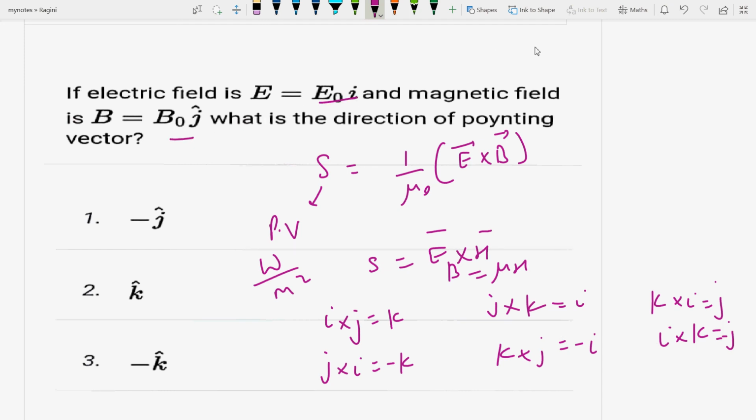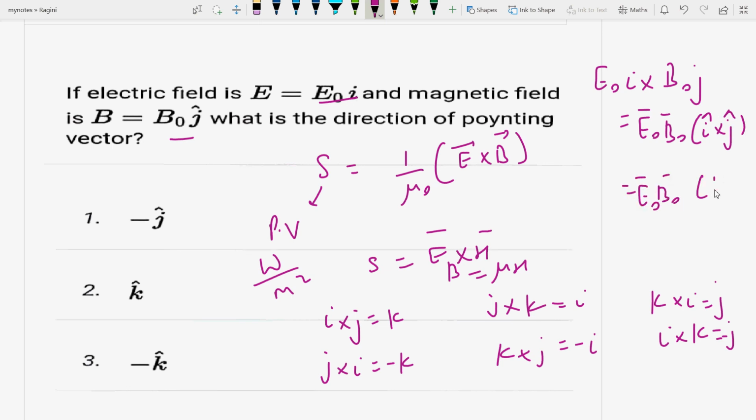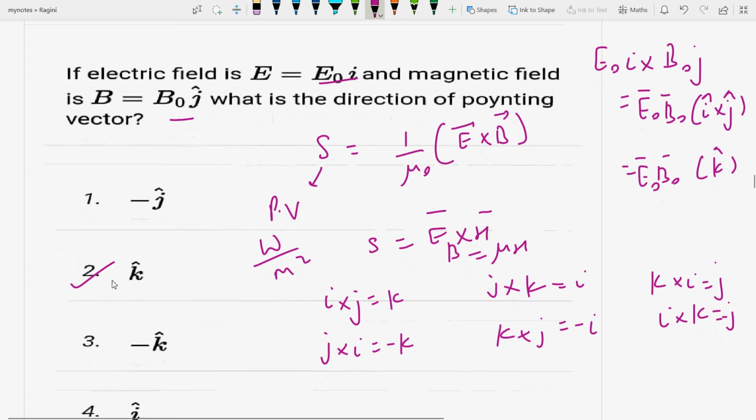जब आप इसको मल्टीप्लाई करते हैं you will get E naught I into B naught J. These are the unit vectors, right? So this will be E naught B naught, okay, and this is I cross J, right? So this will be E naught B naught and this will be K. So the direction is along with K. तो आपका ऑप्शन क्या आएगा? I cross J K. तो इसका ऑप्शन होगा 2, option 2 is the right answer. Simple answer है.